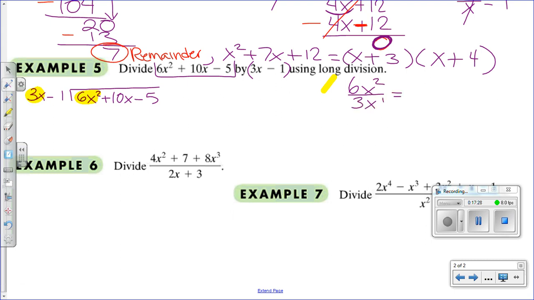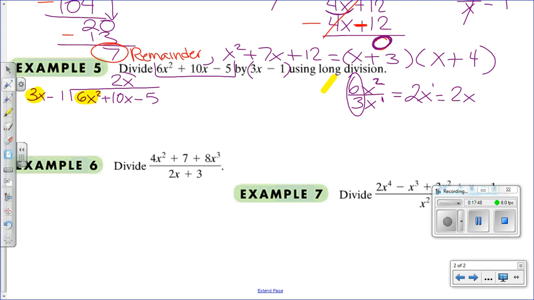And remember, we need to divide the coefficients. 6 divided by 3 is 2. And with the variables, we subtract the exponents. So 2 minus 1 will be a 1. So that means that we have x to the first power, or simply just 2x. So that number will be part of the quotient.